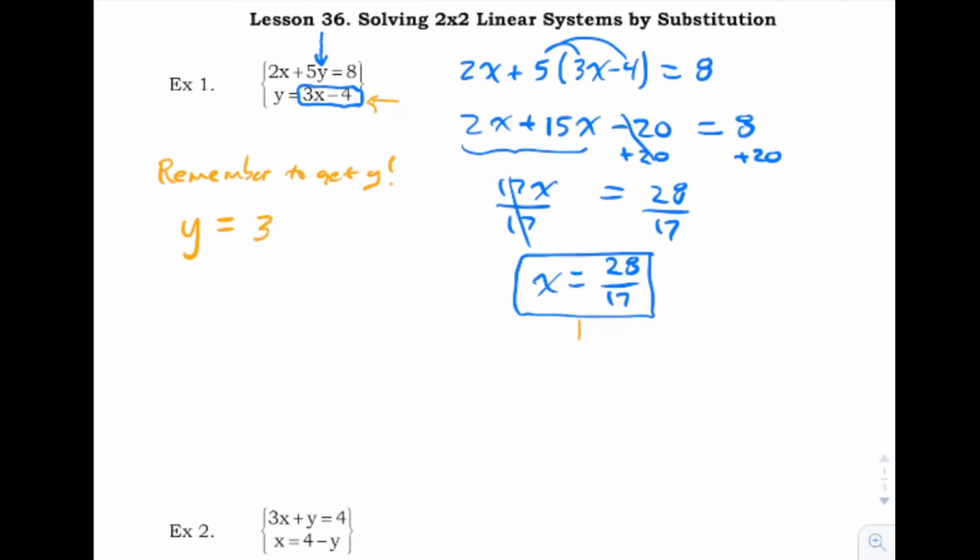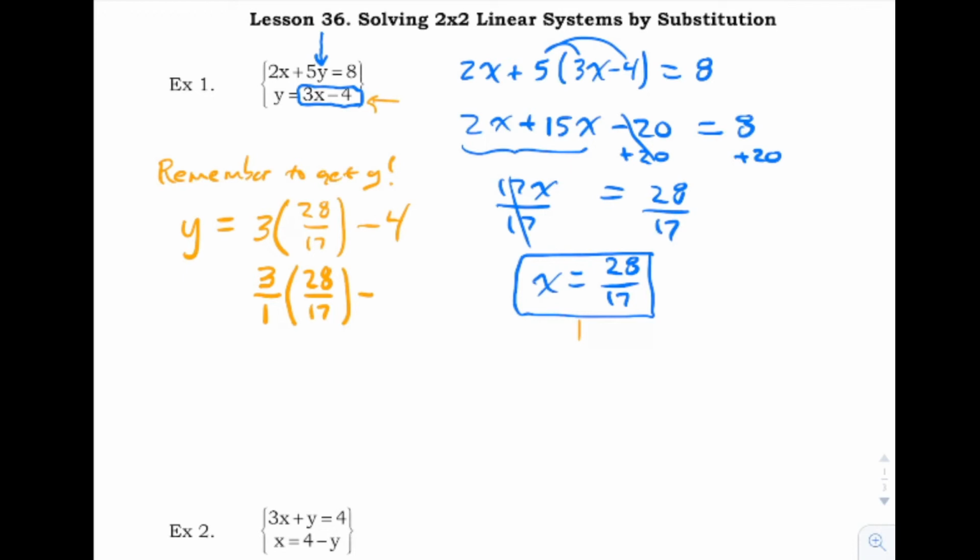Well, wait. Same thing. X is the same as 28/17, though, right? And then minus 4. So I'm substituting again. So we got to work this out. Now remember, when you're multiplying fractions, you think of that 3 as a 3/1.